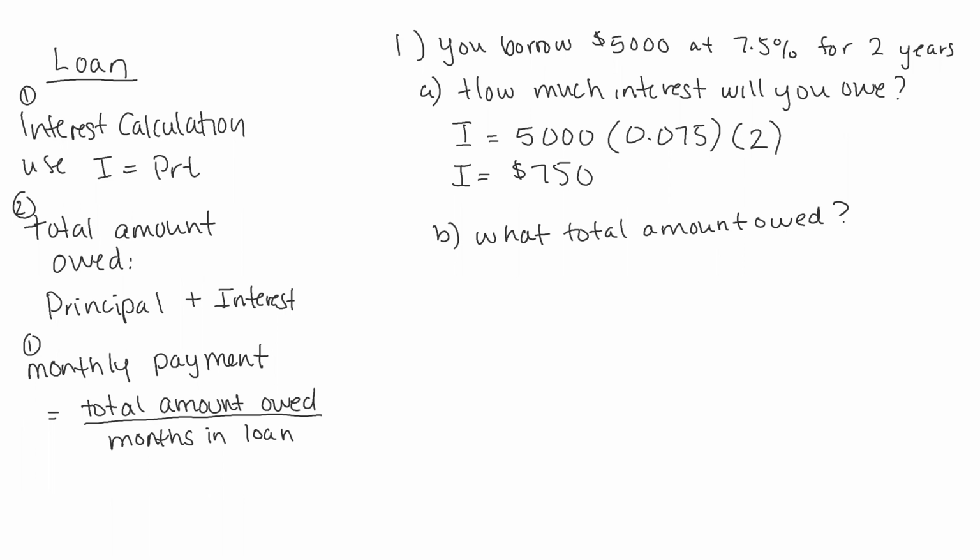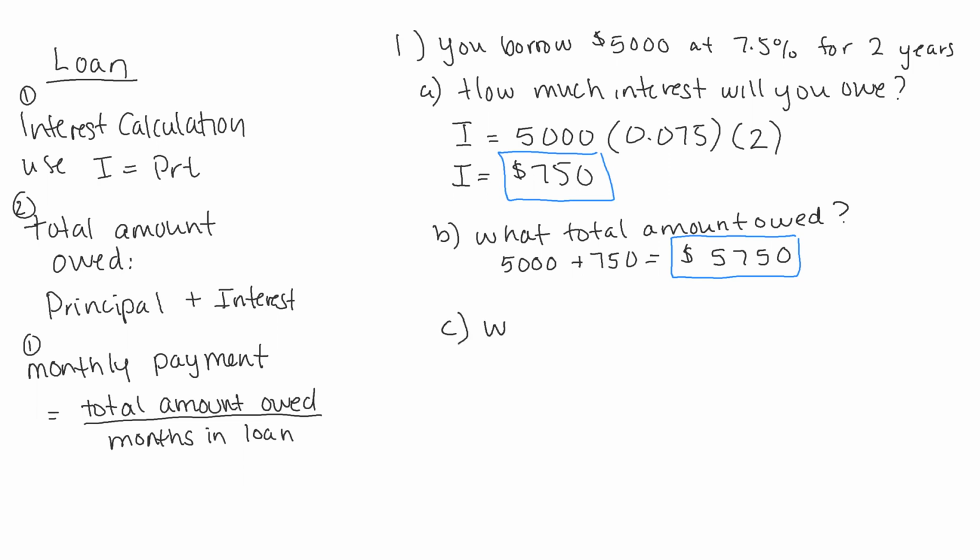Well, we want to take the principal, which is what we're initially borrowing, and then to that we have to add the interest that we're going to have to pay. So over the course of 2 years, we're actually going to end up paying back $5,750. So that's the interest, the $750. The total amount that we have to pay back over the course of 2 years is $5,750.